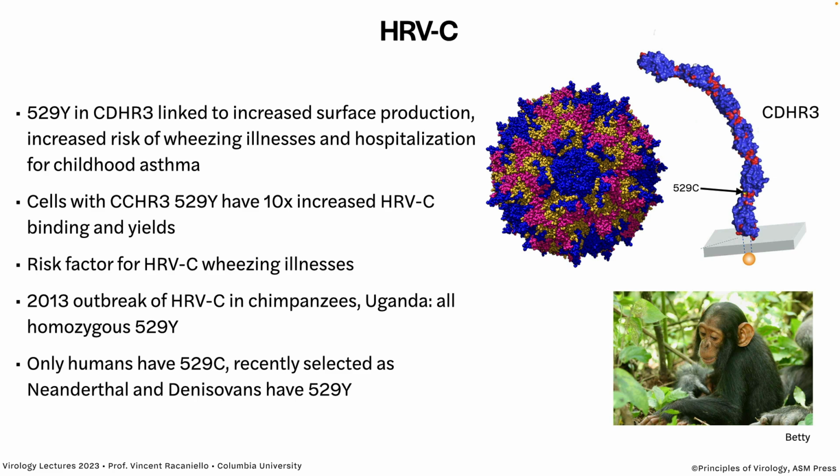And why are they homozygous? Because chimps don't get Rhino C unless they encounter humans. So living in the forests, there's no selection for chimps to have 529C. And so when the virus is introduced to them, they get severe disease.